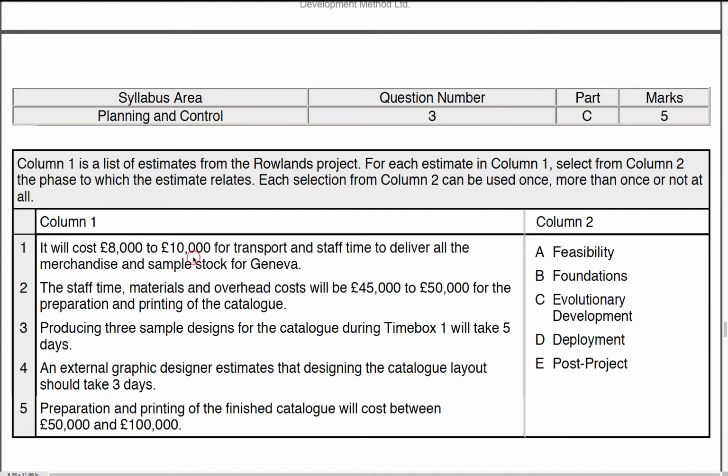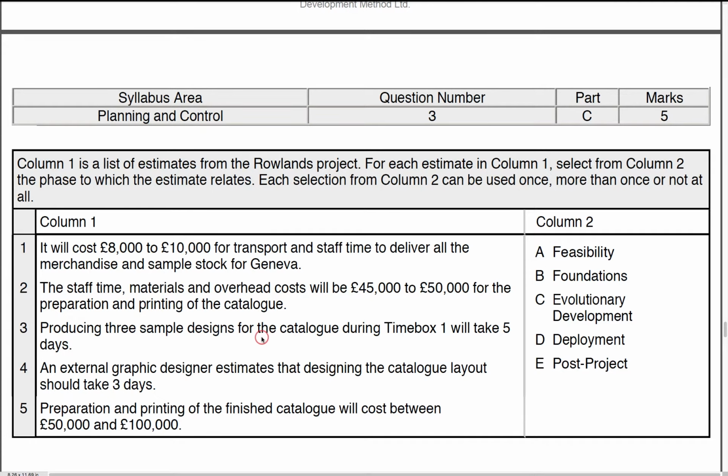Let's have a look. Column 1, number 1: it will cost between 8 and 10,000. That's a very small range, therefore we are in foundations, so that's the letter B. Number 2: staff time, materials and overheads will be between 45 and 50,000. Once again, we're in foundations because it's a very small range indeed.